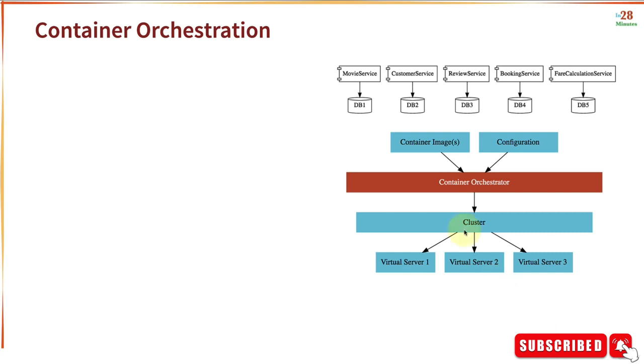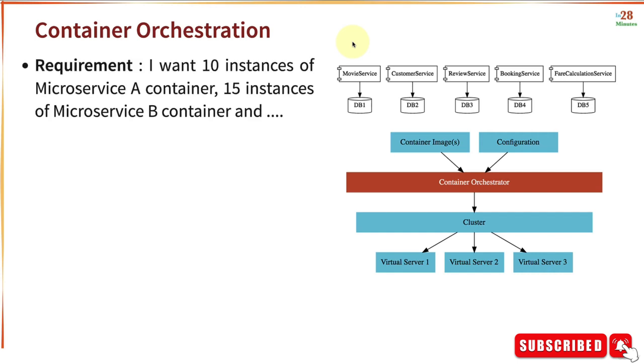Let's imagine that you have Docker images built for each of these microservices. So you have Docker image for movie service, customer service, review service, booking service, and fare calculation service. Now you'd want to deploy them to a production environment. You'd want to be able to run these microservices in your production environment. The thing is, when you go for a microservice architecture, there are a number of complex needs. Let's look at one of these requirements. I'd want to be able to run 10 instances of microservice A container, 15 instances of microservice B container, and so on and so forth.